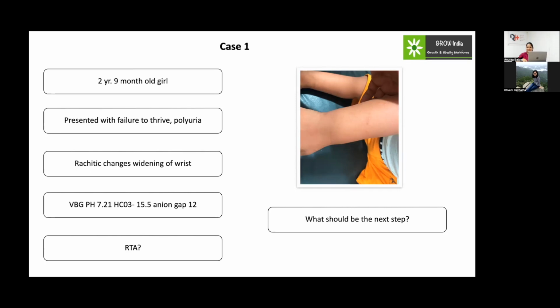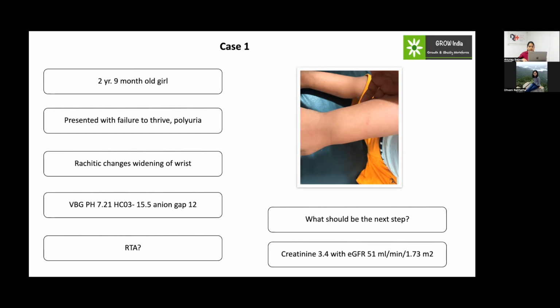Any answers? So there are some answers coming in the Q&A. It's not RTA. What should be the next test? Considering RTA is not the diagnosis, what should be the next step? You have acidosis and a normal anion gap, so you should exclude other causes of acidosis. Any answer? Creatinine, definitely it's the correct answer. We should go for the serum creatinine and rule out the glomerular cause of the acidosis.